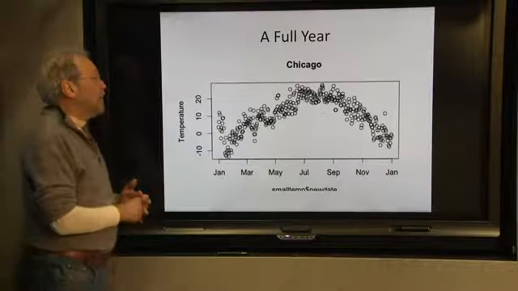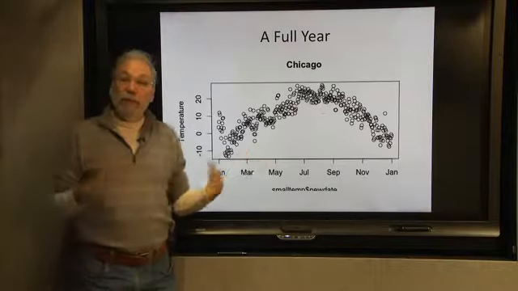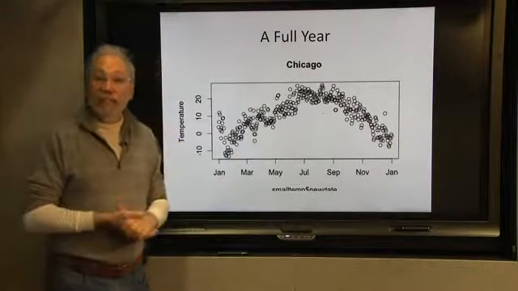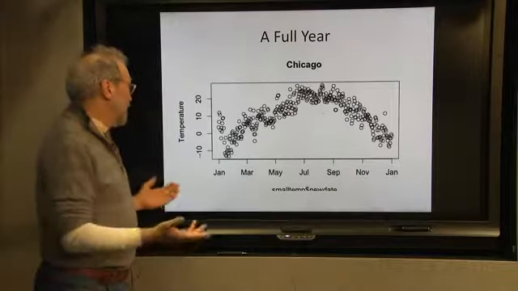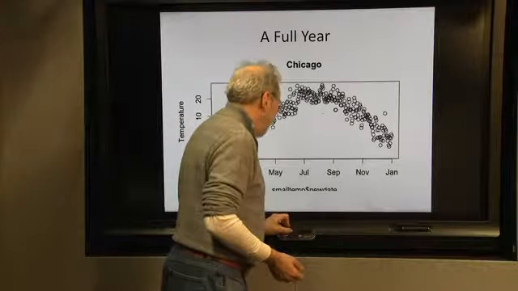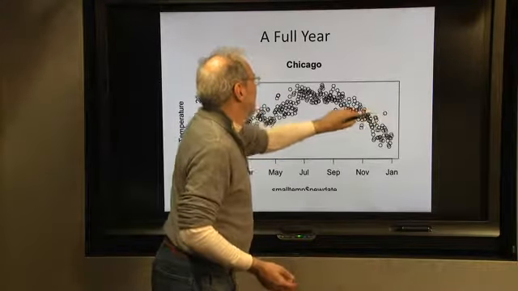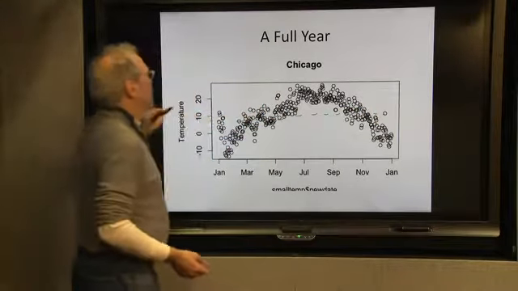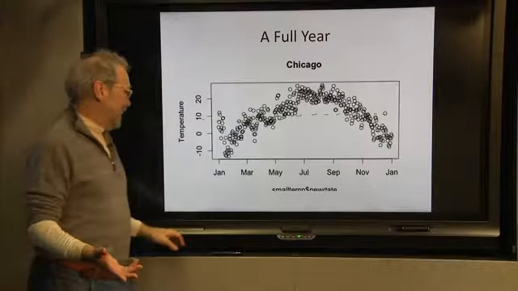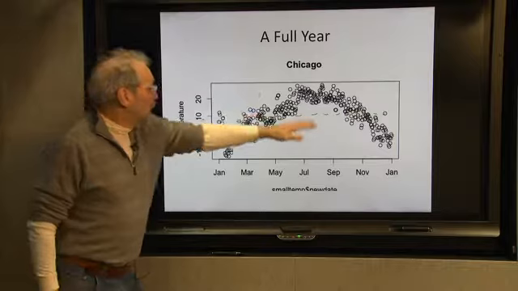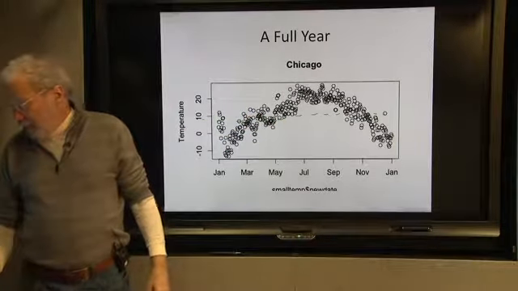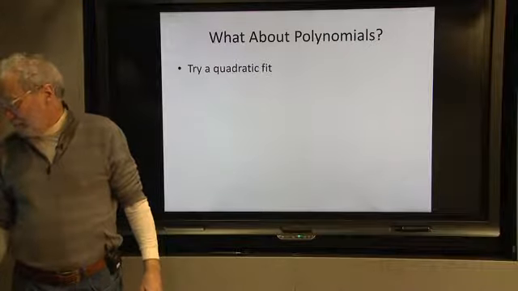Now let's look at a full year. And so that would be an argument for using a spline. Now we look at a full year, and it's clear that a linear relationship isn't going to work, right? I mean, a linear relationship is going to wind up looking like that. That doesn't tell us anything. So what about a quadratic relationship? Maybe that wouldn't do so badly.